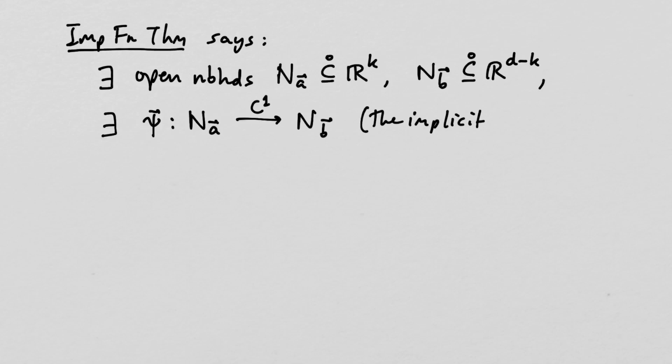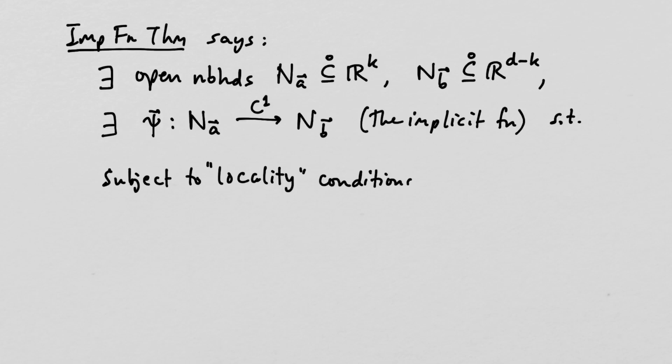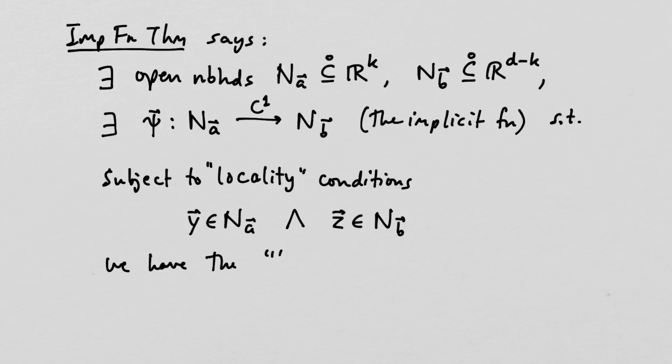So this psi is the implicit function, such that, subject to the locality conditions, meaning that the variable y has to be restricted to this neighborhood of A, so that y is quite close to A, and the variable z has to be restricted to this neighborhood of B, so that z is quite close to B. Because remember that the implicit function theorem is only a local theorem. It requires everything to be close to the special solution point. But subject to those locality conditions, we have the equivalence, what we call local equivalence.